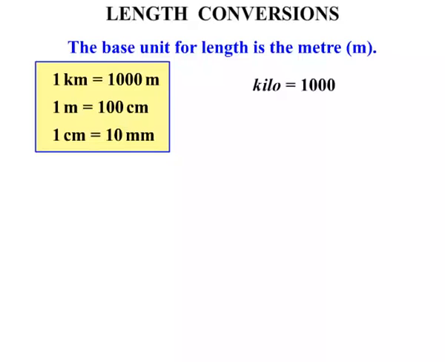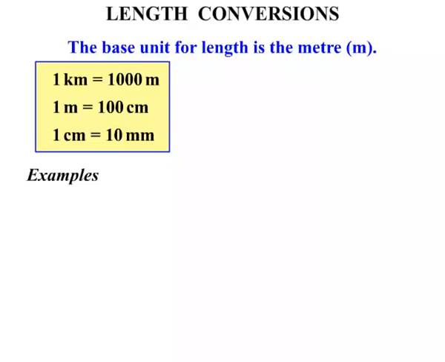Now the word kilo equals 1,000. That's useful to see. So a kilometre is 1,000 metres. The word milli means 1,000th. So a millimetre is 1,000th of a metre.